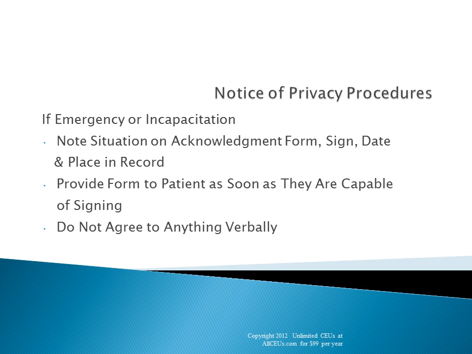Procedures. If there's an emergency or the patient is incapacitated, note the situation on an acknowledgement form, sign and date and place in record. So if your patient falls out in the middle of group or while they're in the waiting room, make a note of this, put it in the record. As soon as the patient is capable of signing, provide it to them to sign if they are willing to. Do not agree to anything verbally.